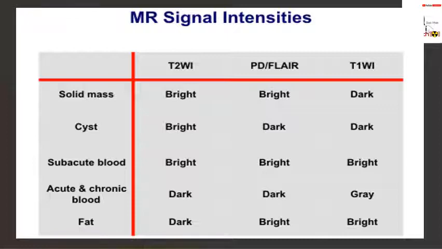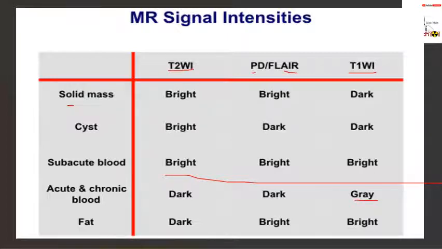So, we have here comparison of different MRI signal intensities. Comparison between T2 weighted image, proton density using flare to suppress kanina yung fat, then T1 weighted image. Solid mass: bright, bright, dark. Cyst: bright, dark, dark. Subacute: bright, bright, bright. Okay? Subacute blood, puro bright. Acute and chronic blood: dark, dark, gray sa T1.